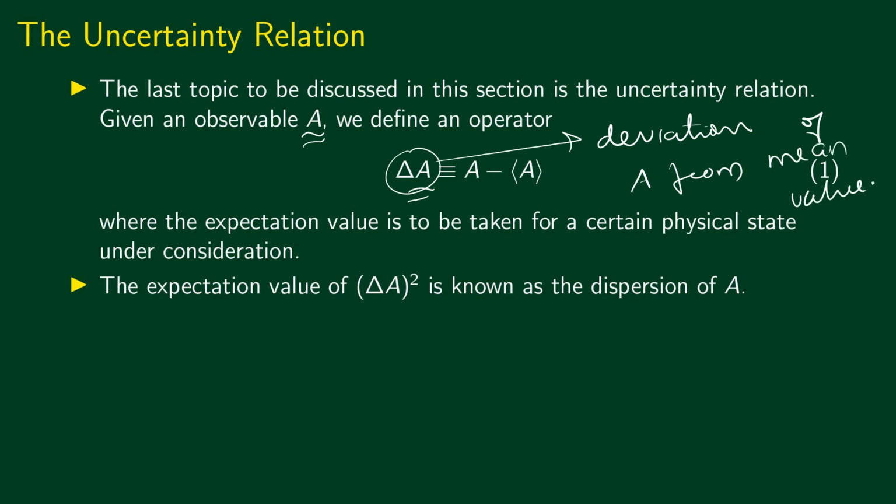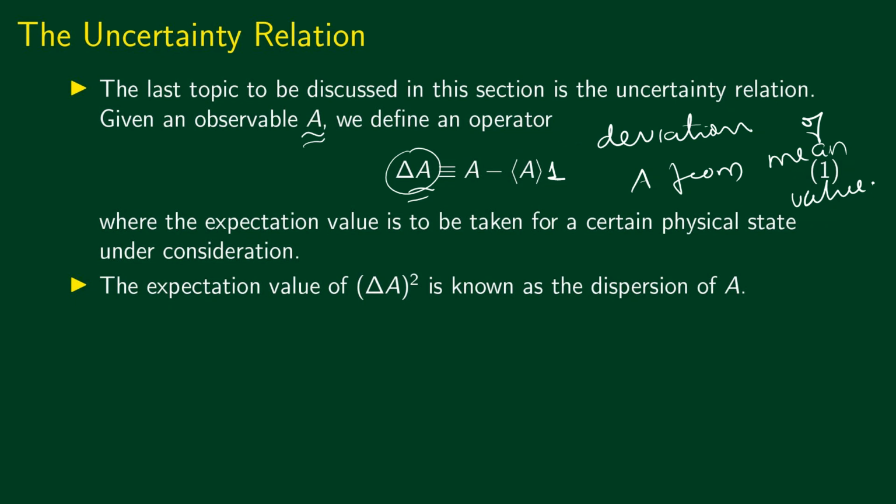Here we see that this is an operator and this is a number, so you should understand that there's an identity operator there. The expectation value is taken for a certain physical state under consideration. Whichever state you are considering, we take the expectation value of A in that state.